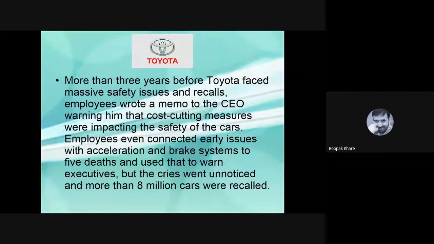Toyota. For more than 3 years, their own employees kept sending memos to the CEO that cost-cutting measures were being taken, but these cost-cutting measures were impacting the safety of the cars. As a result, when these cars met with accidents, it was realized that there was a fault in it. The company had to bear losses because of it. They had to call back certain cars, make the changes. The brake systems were improved, and 5 people died because of it, just because these people did not pay heed to the communication. Bad listeners once again.